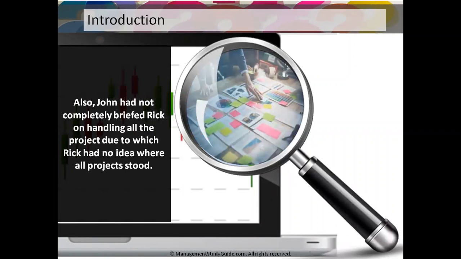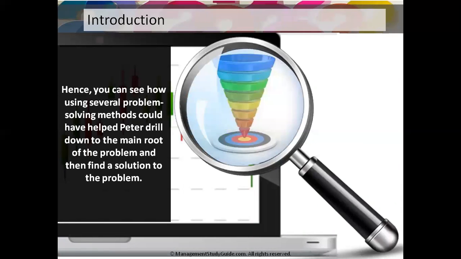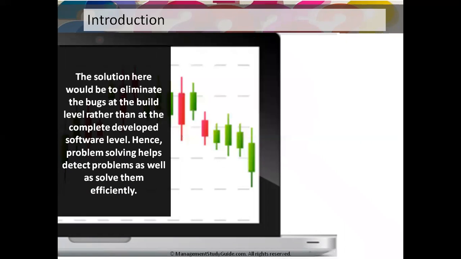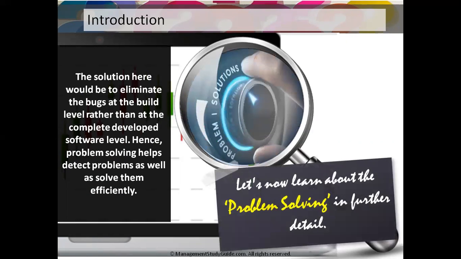Also, John had not completely briefed Rick on handling all the project, due to which Rick had no idea where all projects stood. Hence, you can see how using several problem-solving methods could have helped Rick drill down to the main root of the problem and then find the solution to the problem. The solution here would be to eliminate the bugs at the build level rather than at the complete developed software level. Hence, problem solving helps detect problems as well as solve them efficiently.